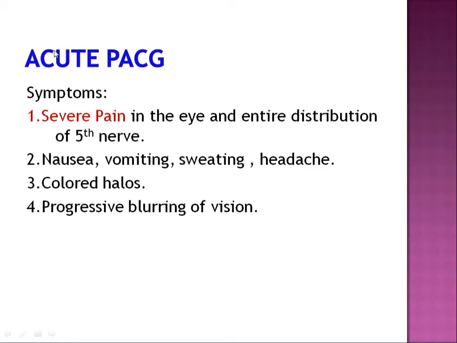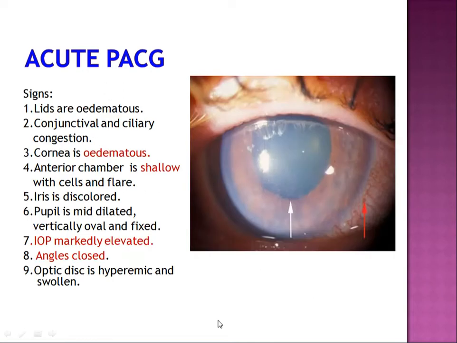Because it is a severe pain, you have to keep in mind, depending on the intraocular pressure, that it could be acute primary angle closure glaucoma. So these are the features that you see when you're seeing a patient. The lids are edematous, and here you can see conjunctival and ciliary congestion both are there. The cornea is edematous. A lot of edema will be there in the cornea. AC is shallow. There is iris discoloration, or because of the acute rise of pressure, there will be ischemia in certain parts of the iris with atrophy.